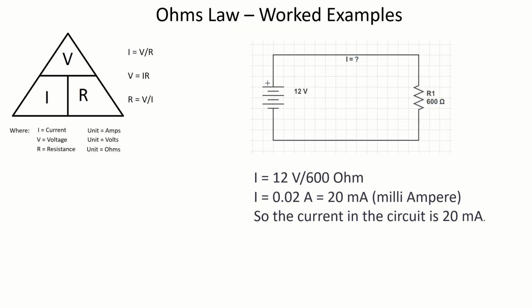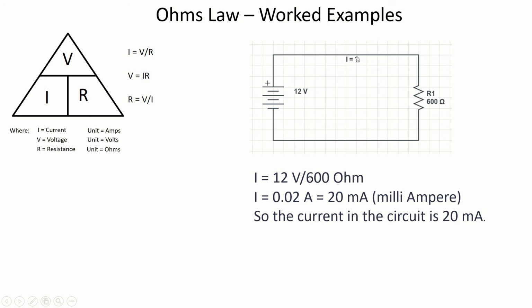Now let's just have a look at a couple of these examples, right? So this is the formula over here on the left hand side, and this is the question. So if I have a 12-volt battery and I have a resistor in series, that means that it's in line with it. A resistor in series of 600 ohms. What is the flow of current?